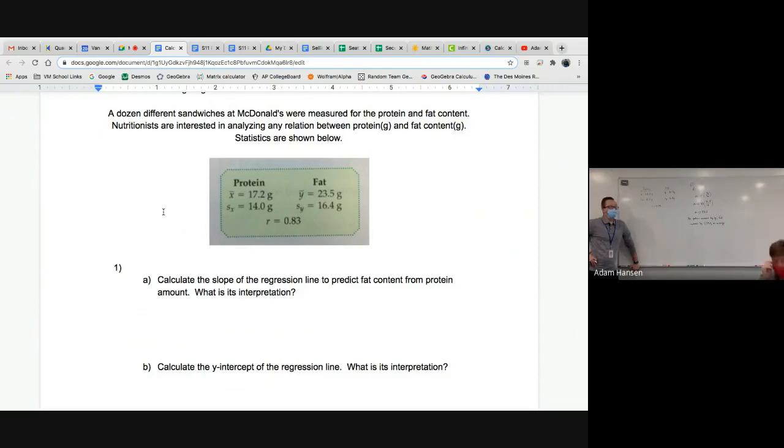What's the direction of this set of data? Is it positive or negative? Positive. Right. Isn't R positive? Isn't the slope of our trend line a positive number? So as protein goes up, we should expect a similar increase in fat, which we've seen so far.